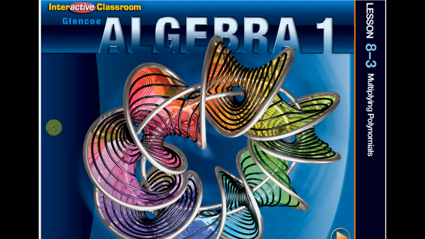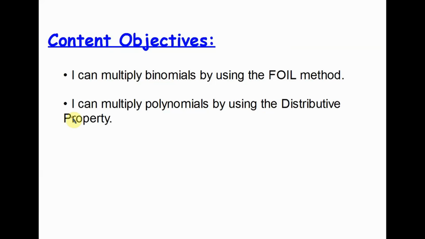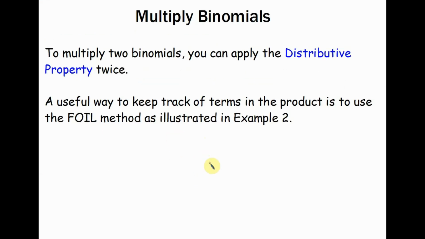Hello everyone, this is the third video of Chapter 8, Multiplying Polynomials. In this video, you will multiply binomials by using the FOIL method, and we'll also be reviewing the distributive property. In order to multiply two binomials, you will apply the distributive property twice. What they call the FOIL method will be illustrated in example 2.